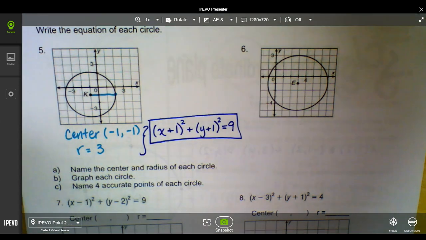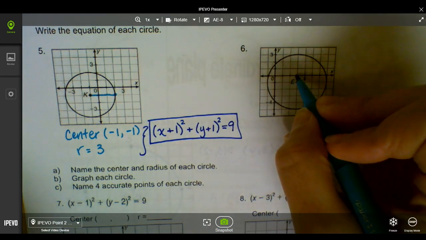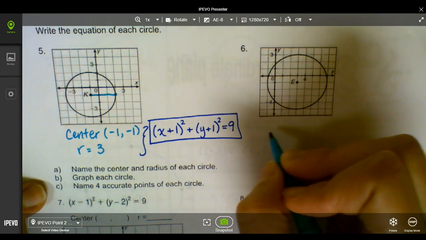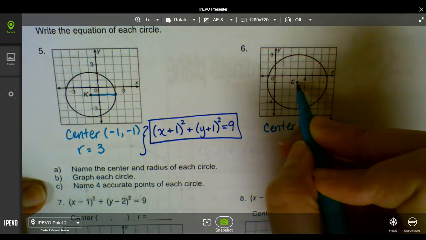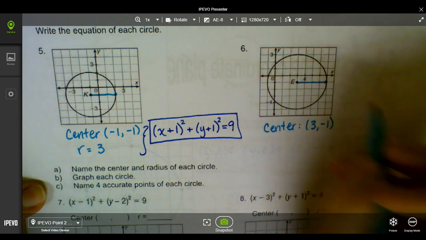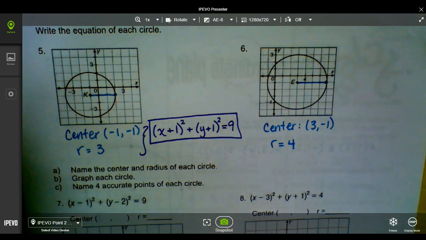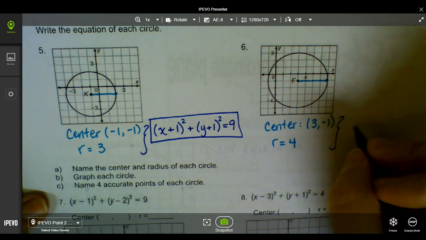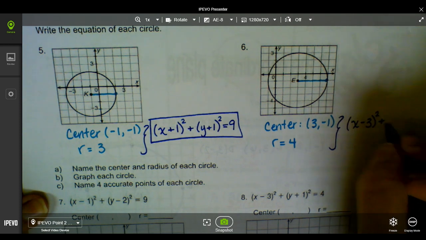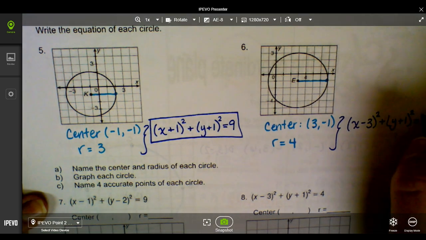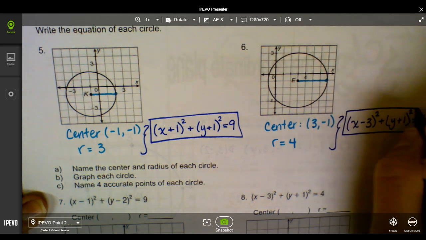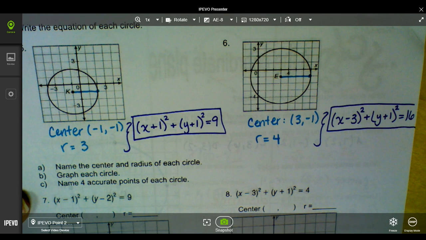All right, the next one over here, what is our center? 1, 2, 3, and then -1. So our center is 3, -1. Our radius, 1, 2, 3, 4 to get to the end of the circle. All right, so we always want the opposite. So since this is a +3, I want a -3 in here, square it, always add in the middle. And then with the y's, I want the opposite of this guy. So it's going to be y plus 1, square it, and then 4 squared is 16. Done and done. Oops, you can't see that 16, but it's there.